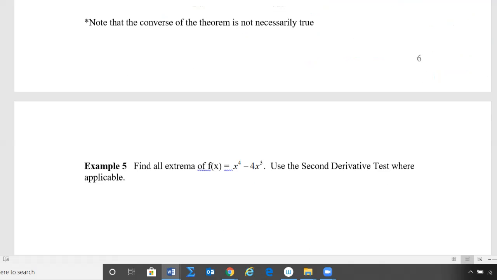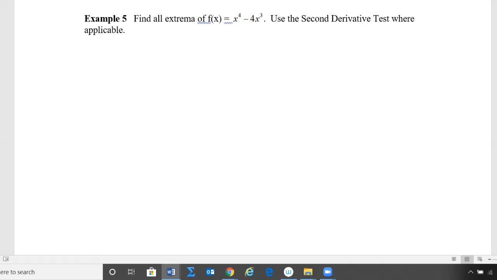So, okay, let's look at an example here. Find all extrema, and we're going to use the second derivative test if possible. So let's jump in, find the derivative to get that started. Whoops, that wouldn't be f double prime, that would be f prime. Okay, f prime is 4x to the third minus 12x squared. Set it to 0 and find those criticals. So x is 0 and x is 3.